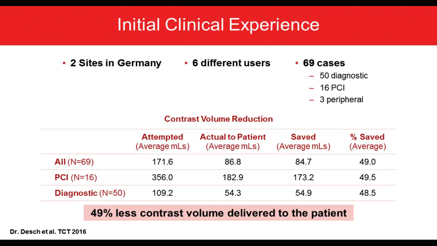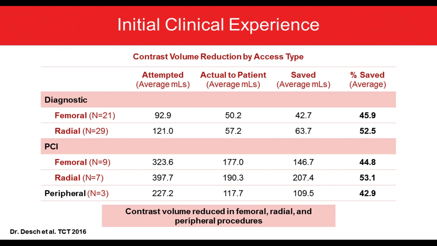So the validation study has been done, and this was a prospective randomized controlled study performed in Germany looking at the use of the contrast modulation system in a variety of different scenarios. The vast majority were coronary, and on average there was a 40 to 49% contrast savings. You can see here an average of 49% less contrast volume that was delivered to the patient. The volume delivery was similar, and the savings were similar to femoral versus radial, as well as a small number of peripheral cases.